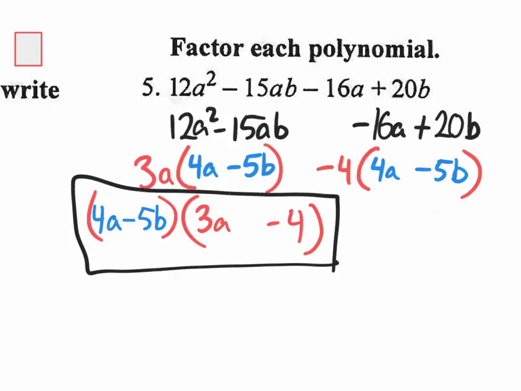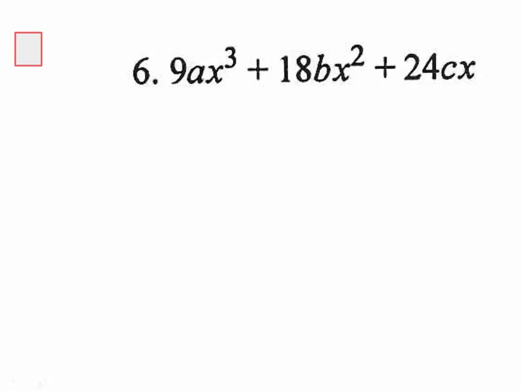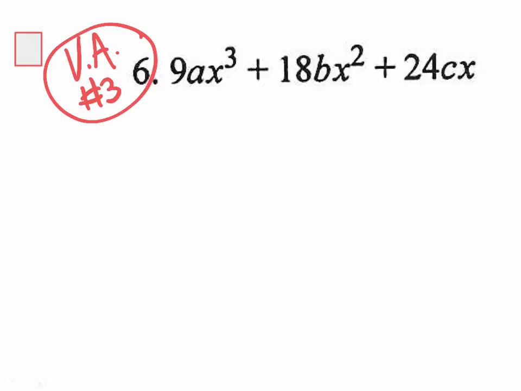By the way, this was on version A, it was number 3. It's number 2? Okay, sorry. Version A, number 2. Let's move on, number 6 on version B. So this one on version A is number 3. So if you're on version A, turn to number 3. If you're on version B, we're on number 6 right here.